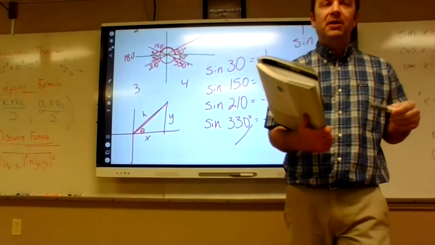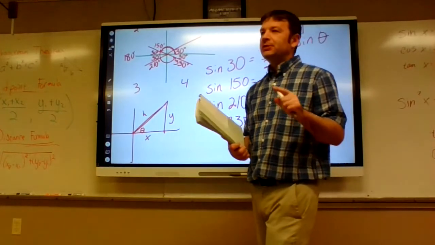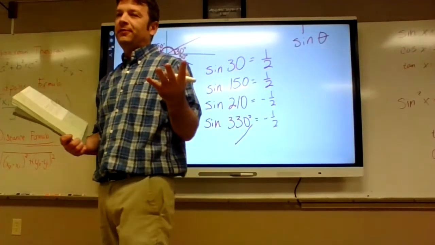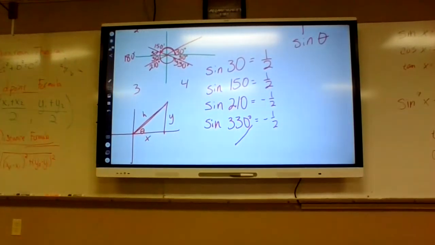Number 1, what is its reference angle for 150? 30. So basically, it's how far is 150 from 180? 30 degrees. So number 1 is just 30 degrees.